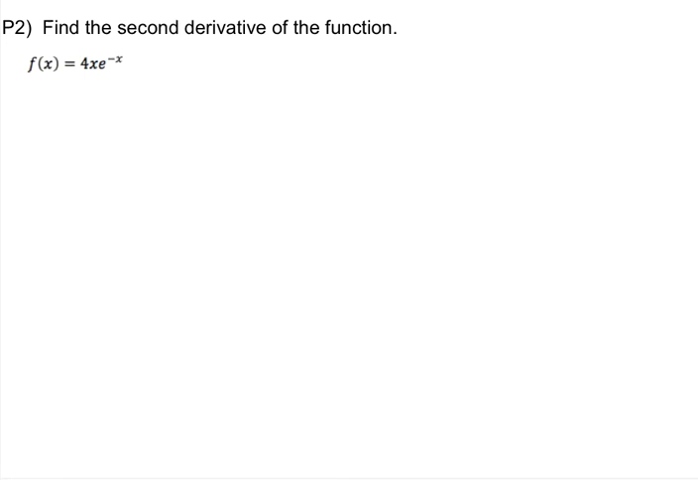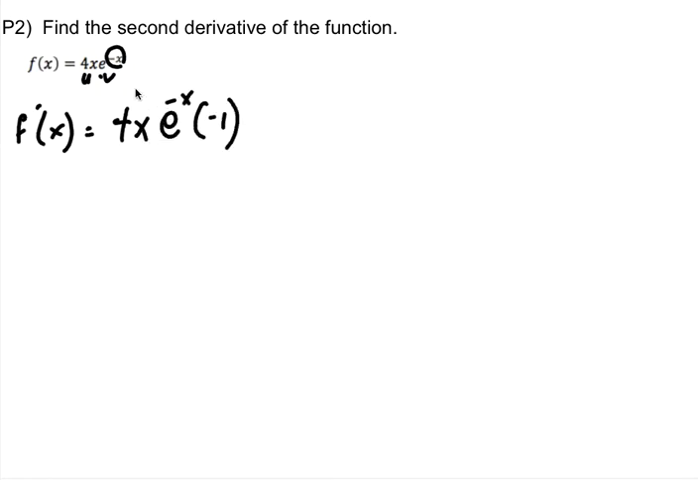All right, so go ahead and try a P2. Again, you're going to find the second derivative of this function. You can pause me if you want. So this is definitely a product, and in that product there is a chain because there's a negative inside the e to the x. So my first derivative, f prime of x, is going to be u, dv is going to be e to the stuff times the derivative of the stuff, right? So that's my u dv, plus v, which will be e to the negative x. du is just going to be a 4.